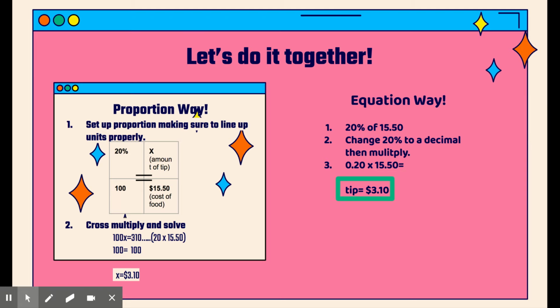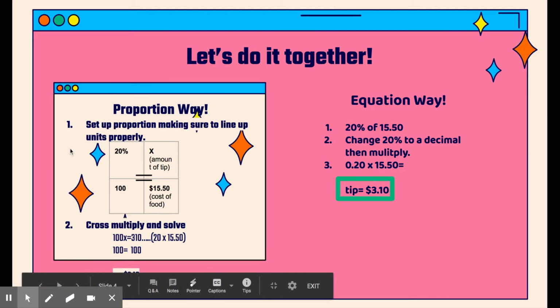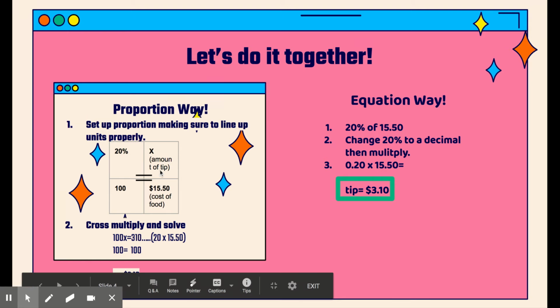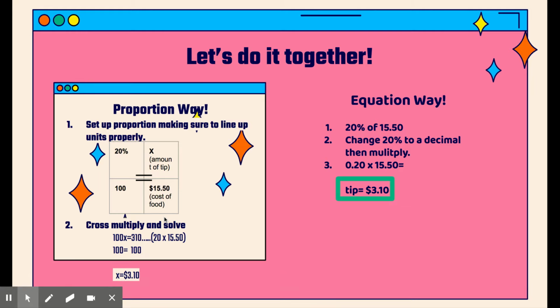All right, so you could do this two ways. You can either do it the proportion way or the equation way. So let's look at the proportion way. First, you're going to set up your proportion, making sure to line up the units properly. So we have 20% because that's the amount that she is leaving of her bill. So 20% over 100. x is going to be the amount of tip. That's what we're trying to find. And their food was $15.50. So that's the cost of the food.